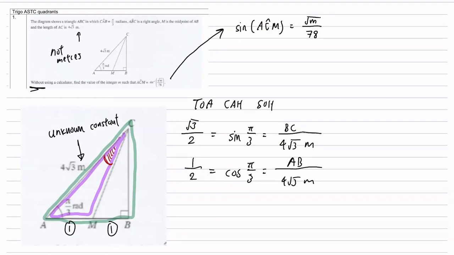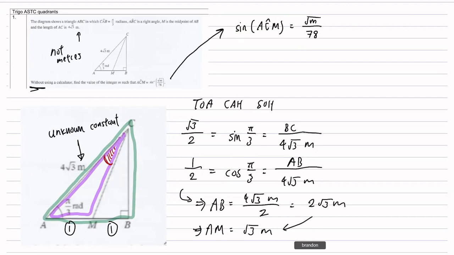So that means that AB here is actually 4 root 3m divided by 2, which is 2 root 3m. Yes. Then that means that we know AM as well. Just half it. Root 3m. Divide by 2 because capital M is midpoint. That's good. We have found our AM.